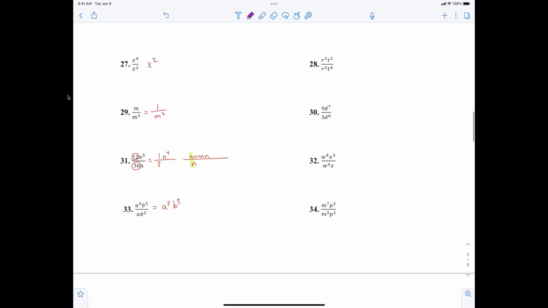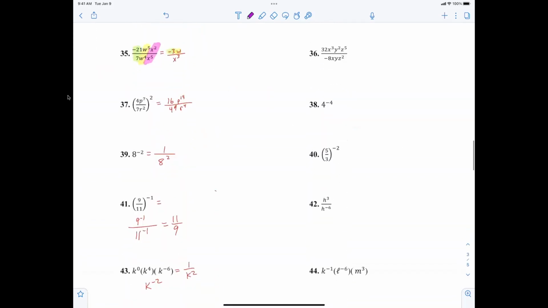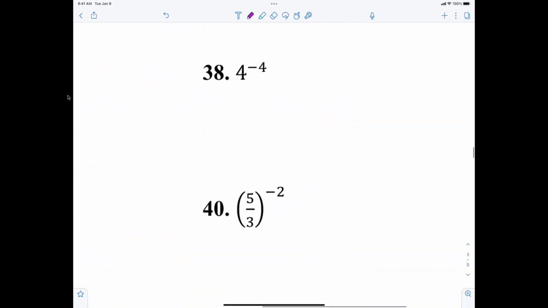All right, one more last little bit of help. 38. Everybody looking at 38. I want everybody to understand 4 to the negative 4 is 1 over 4 to the fourth. I know it's 1 over 256. I don't really care that you know that 4 to the fourth is 256. I care that you understand that because we have a negative exponent, I move it.